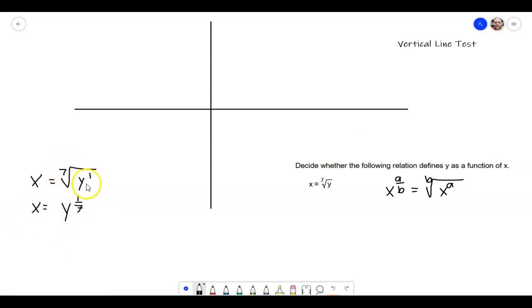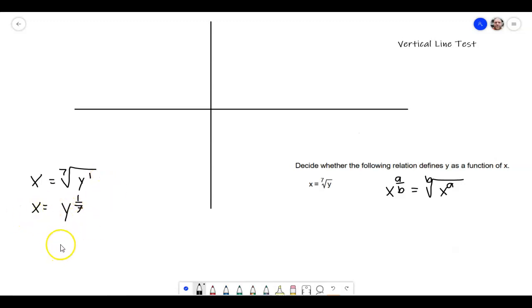The 7th root of y and y to the 1/7. And this is going to be important because now what we want to do is solve for y. If we can solve for y, then we can put this in our calculator and see if it constitutes a function. Basically, what we want to check is that for every value of x, there's at most one value of y. We can't have more than one value of y.